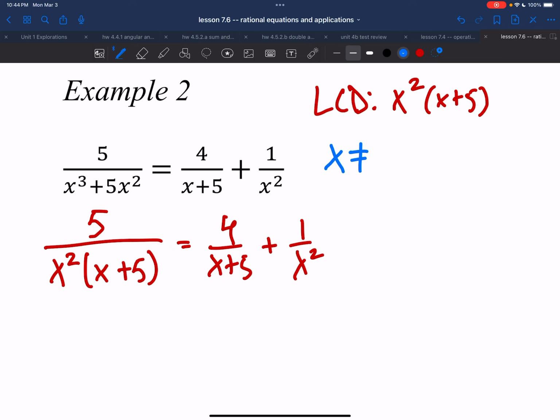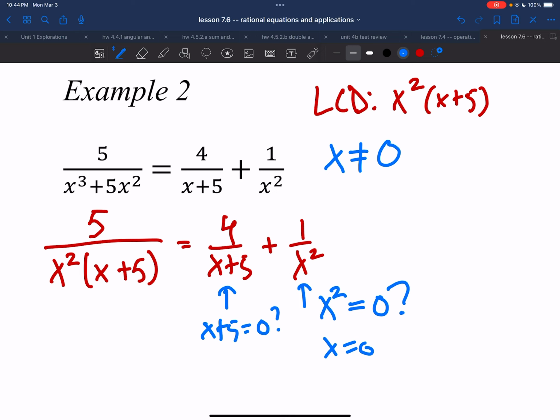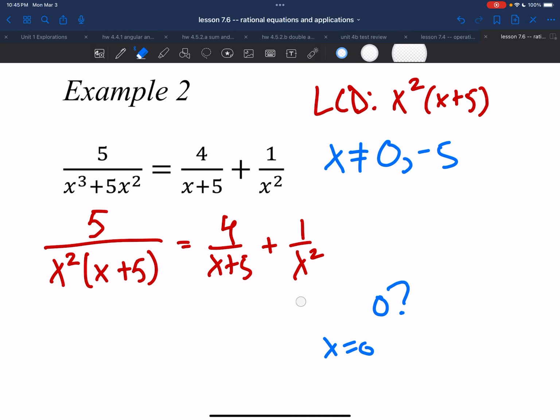I said, well, one of the factors in the denominator is x squared. So when is x squared equal to 0? Well, let's say when x is equal to 0. So I shouldn't have 0 in the bottom. And then x plus 5, when is this equal to 0? Well, minus 5 from both sides. X shouldn't be negative 5. So when I get my answers, I just want to verify that if I got a 0 or if I got a negative 5 or if I get both, then those actually aren't valid solutions to the problem, okay? I'll rule those out. Okay, so having this, let's multiply by the LCD.